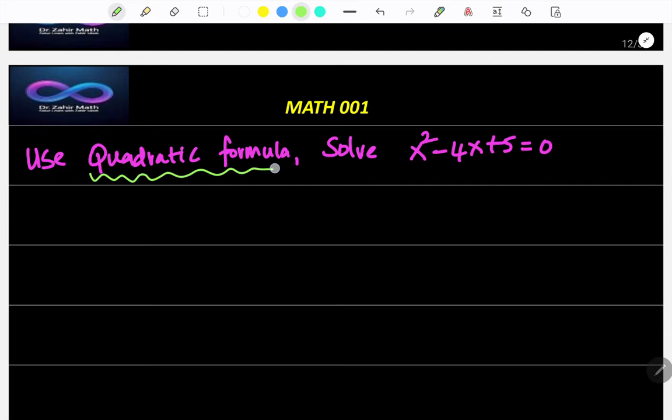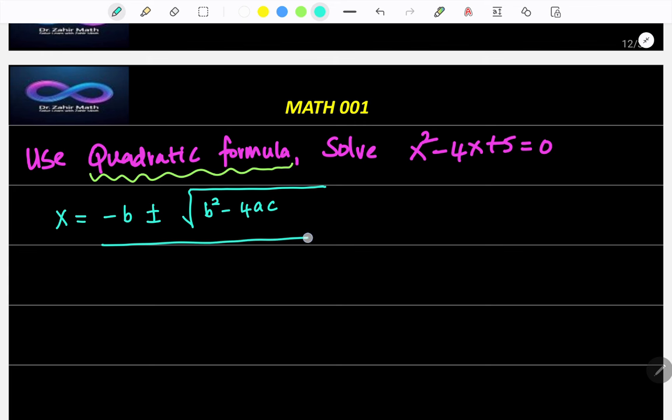Use quadratic formula. What is your quadratic formula? Your quadratic formula is x equals minus b plus or minus square root of b square minus 4ac, over whole divided by what? 2a. So what is a? What is b? What is c? A is the coefficient of x square. What is b? The coefficient of x. What is c? The constant, the number. So a equals 1, b equals minus 4, c equals plus 5. Clear, everybody? Right. Don't forget this minus. Every time you forget. So please write b is minus 4. It is not plus 4.